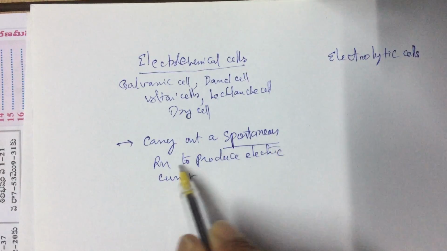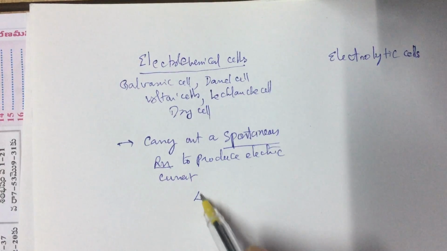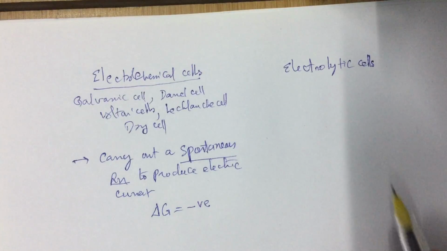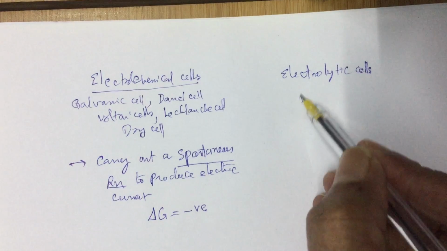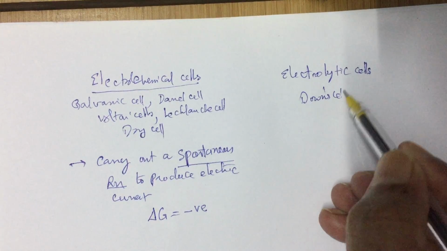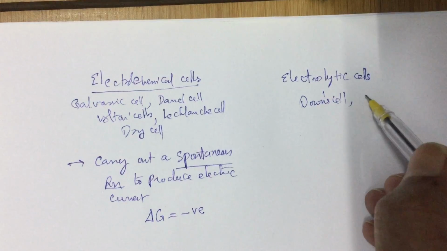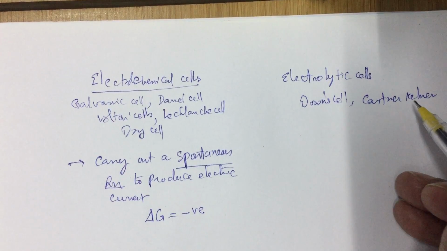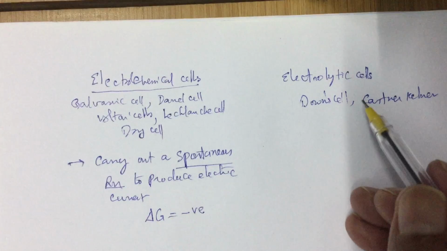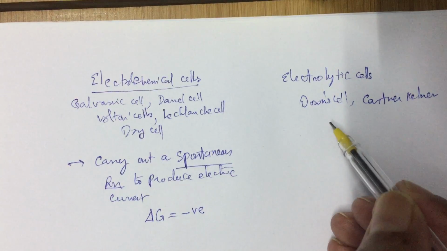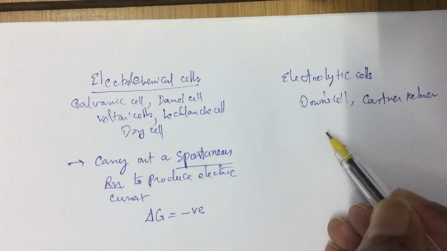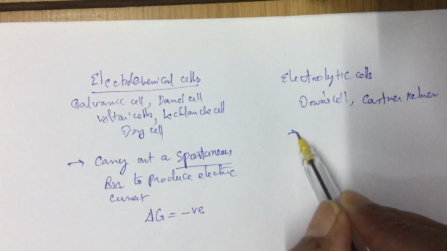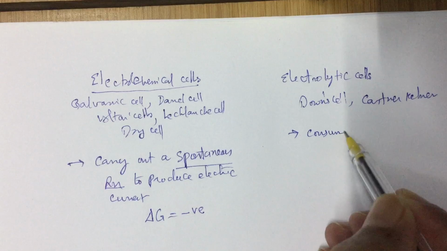If a reaction is happening by itself, which is a spontaneous reaction, the free energy change, delta G, is negative in this case. Whereas in electrolytic cells, there are many variants. For example, you use a Downs cell to produce sodium metal, or something like the Kastner-Kellner cell, which is used to produce NaOH, and there are so many such cells used in bringing about a desired reaction.